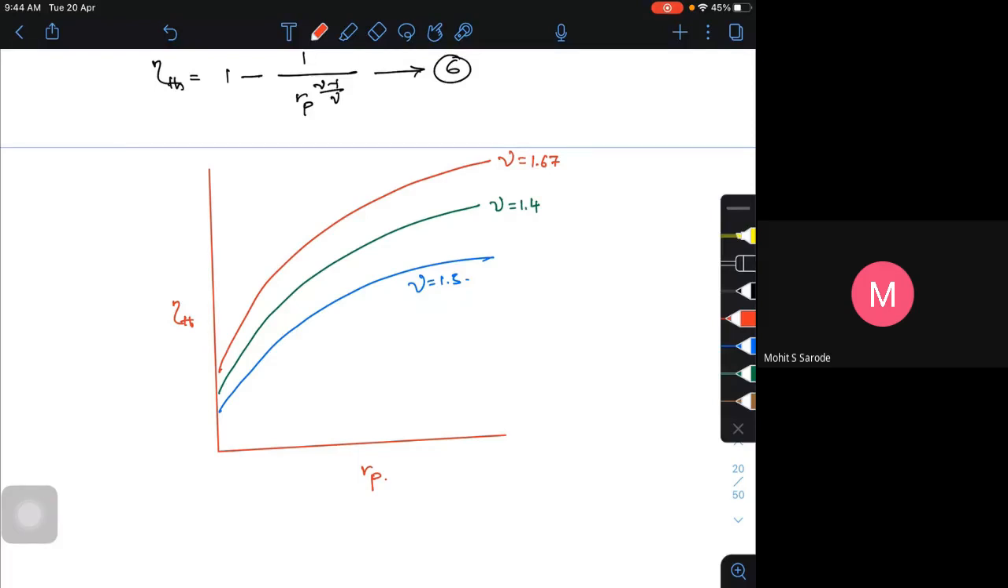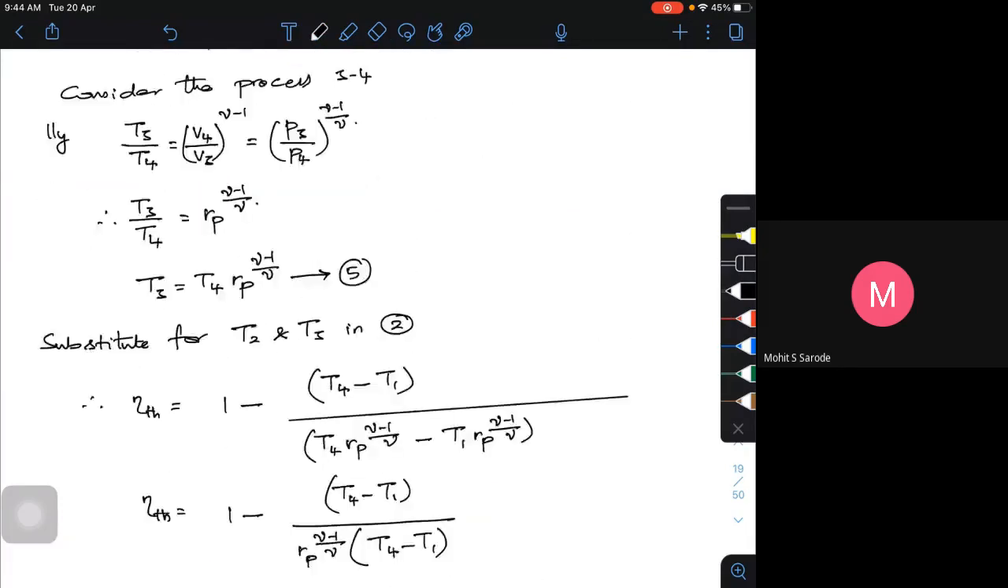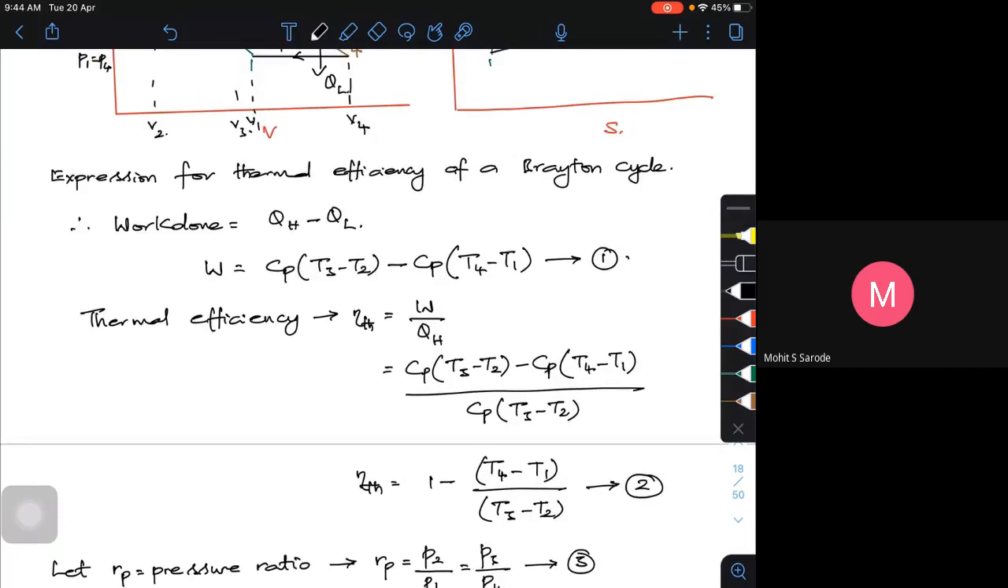Here, once we have obtained the expression for this particular thermal efficiency, we already know the work done expression. The work done expression is nothing but your equation number 1, that is Cp into T3 minus T2 minus Cp into T4 minus T1. So is it possible for us to maximize this work done, or at what pressure ratio condition will I be able to get a maximum work done? What is the relationship between this? From the thermal efficiency, I could see that the only relationship is your pressure ratio.